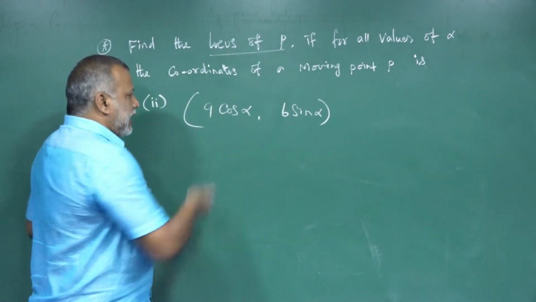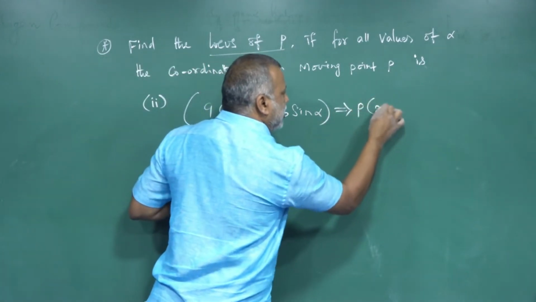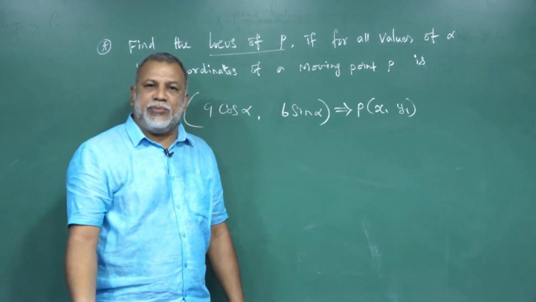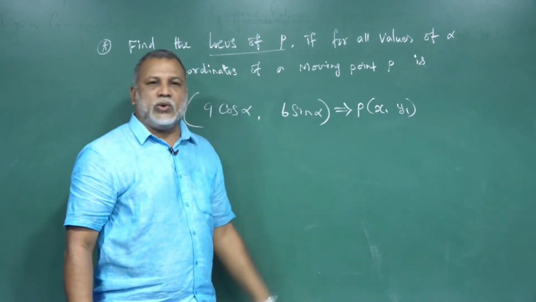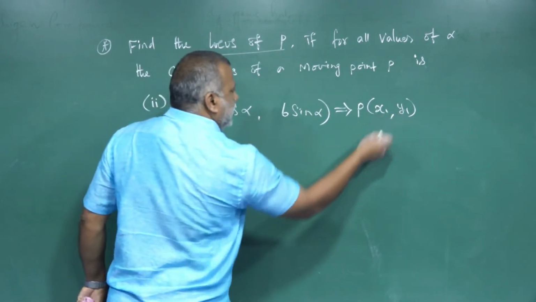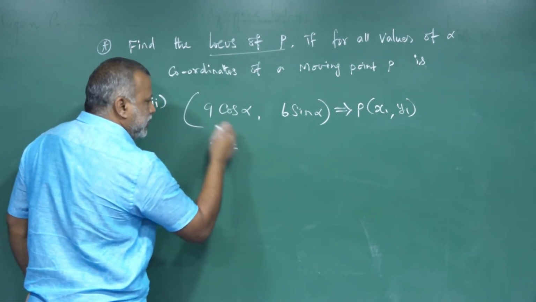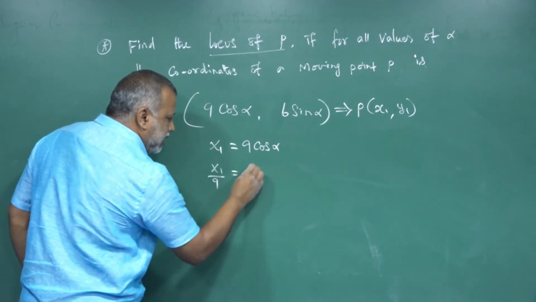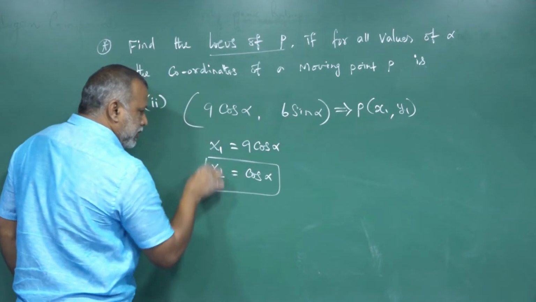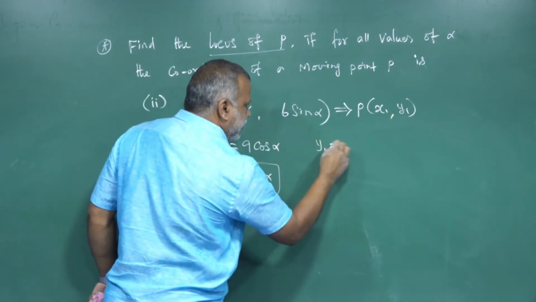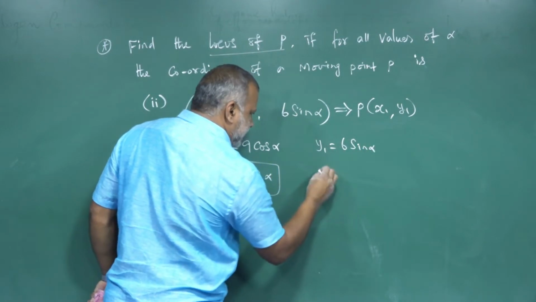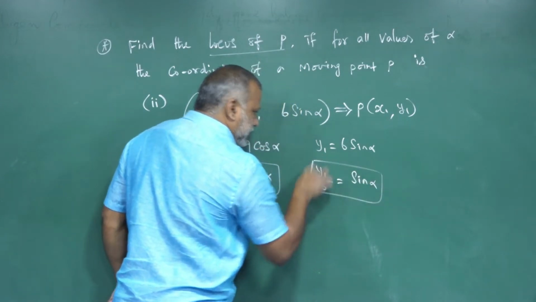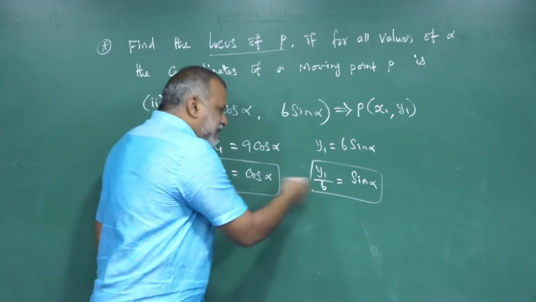What the procedure is saying, let us consider P of x1 comma y1. Initially we are considering that P of x1 comma y1 is any point on the locus. Instead of this x1, I can say x1 equal to 9 cos alpha. From this, x1 by 9 equal to cos alpha. The same way, y1 equal to 6 sin alpha. From this, y1 divided by 6 equal to sin alpha. In the previous question also the same process. We worked out cos alpha and sin alpha.